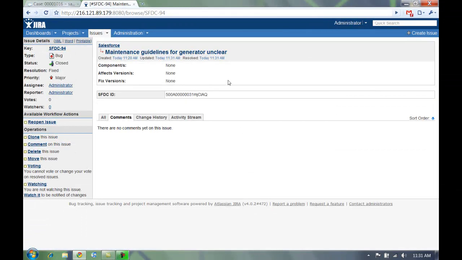I'm actually now as an engineer going to close this issue and resolve what is going on with this particular bug tracking. What I'm now going to do is go back to Salesforce and refresh it to make sure that what I did on JIRA is refreshed in the Service Cloud case.